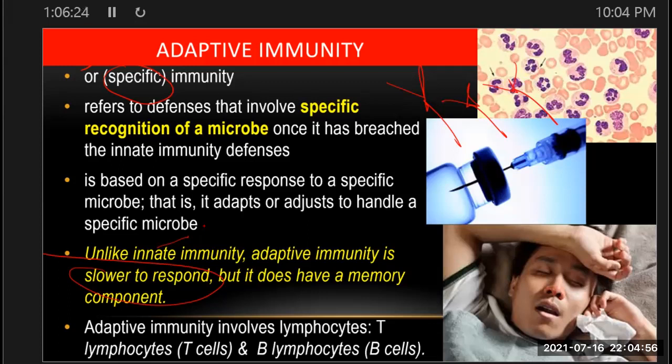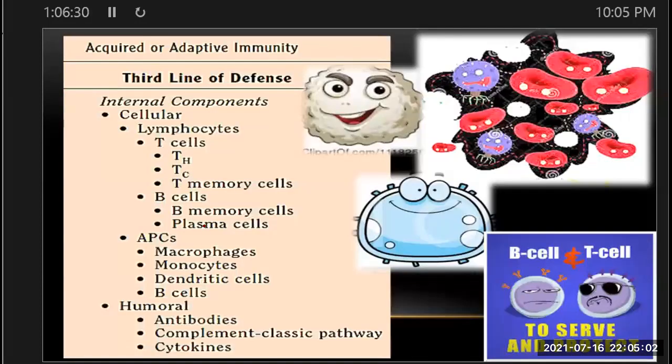Adaptive immunity involves lymphocytes, T and B cells. So we are talking about the third line of defense, not defenses, okay? I have seen some students with a wrong spelling for this one. It's defense, okay? Not defenses, okay?